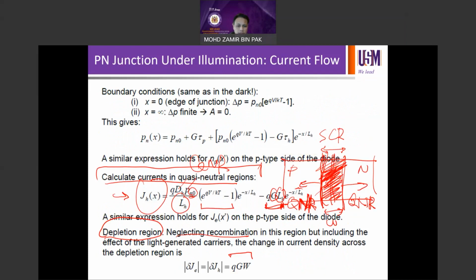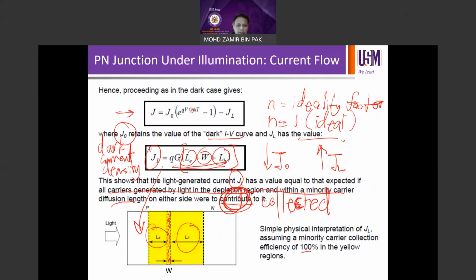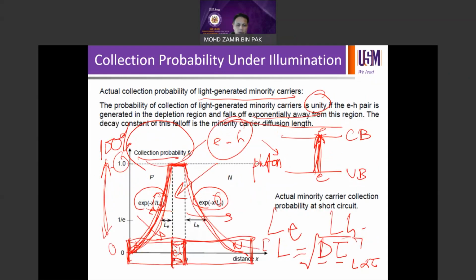And then the equations, the boundary condition, and these two equations incorporating diffusion length, and how they are related to diode saturation current density, J0, and light generated current density, JL. And then the collection probability away from the junction. You can see the fall off of the collection probability as you go away from the junction. In this condition, we assume a perfect collection probability within the PN junction depletion region.